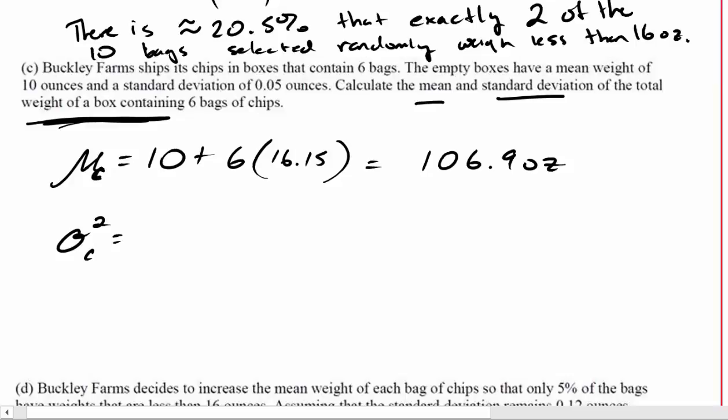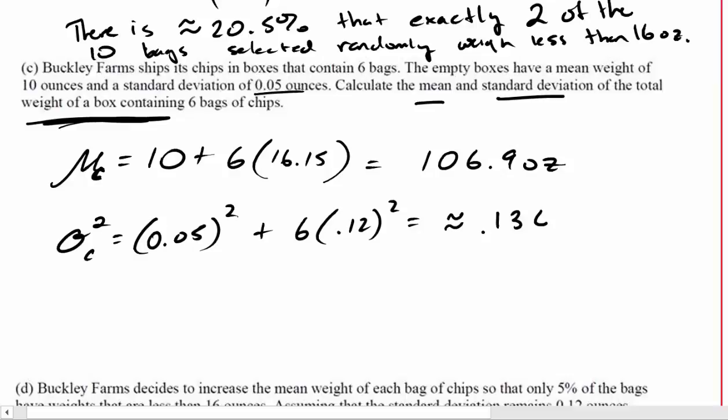In order to compute this variance, I'm going to have to take the variance of the box, the standard deviation squared, 0.05 squared, and then add it to 6 times the standard deviation of each of the bags, which was 0.12 squared. This comes out to be roughly 0.1364.